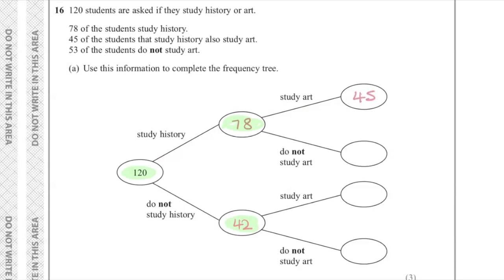And then 53 of the students do not study art. Well, we can work out easily how many are in this section because we know these two must add to make 78. So 78 take 45 is 33. And then if there's a total of 53 that don't study art, the other 20 would need to be down there, enabling us to complete that diagram.